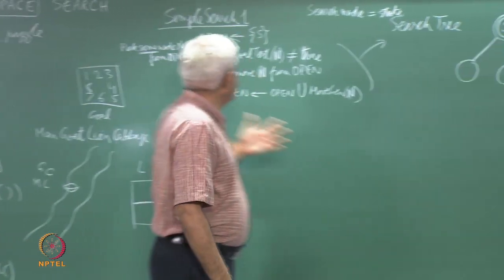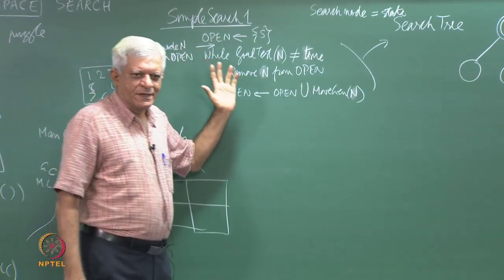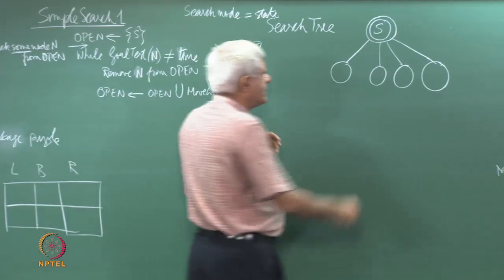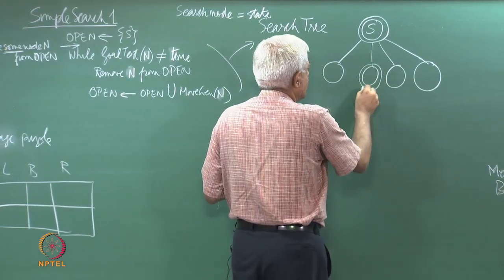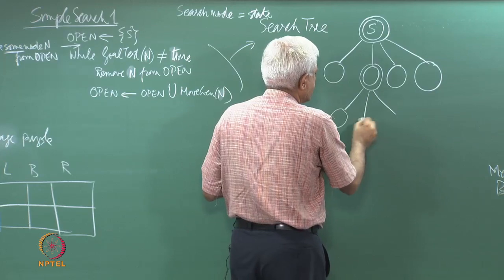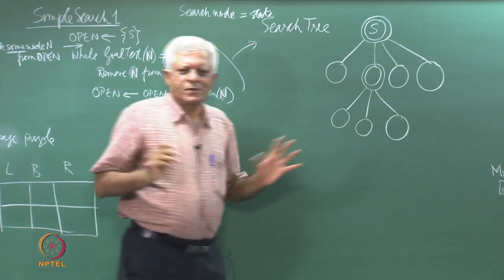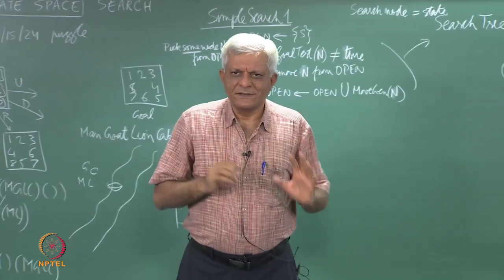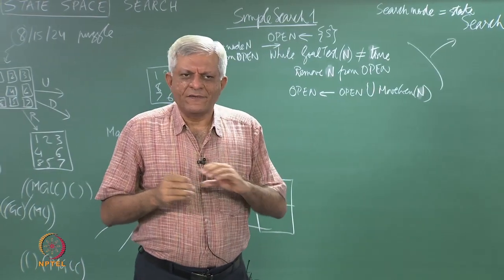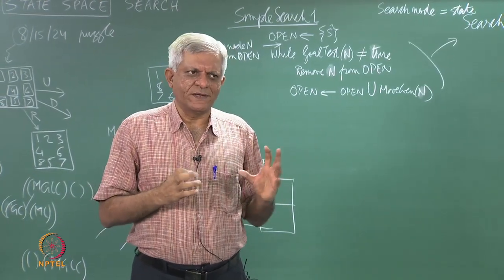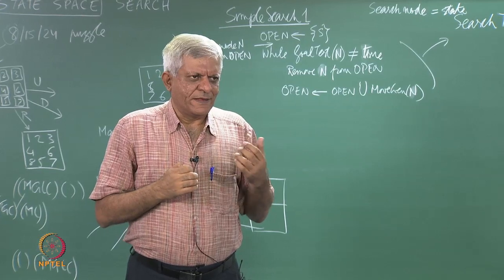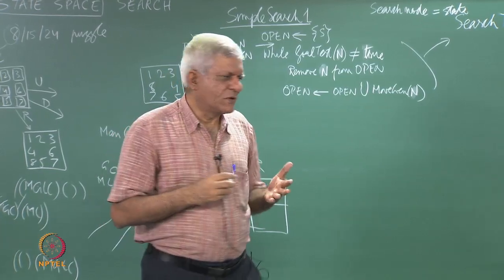So, depending on the state, some number of neighbors would be generated and added. Then my algorithm says pick some node from open. We have not specified which node. So, let us say we pick some node and we add its successors to open. This is a general process that our search algorithm is going to follow. We have this set of open nodes, we will pick one from there and see whether that is a goal node or not.